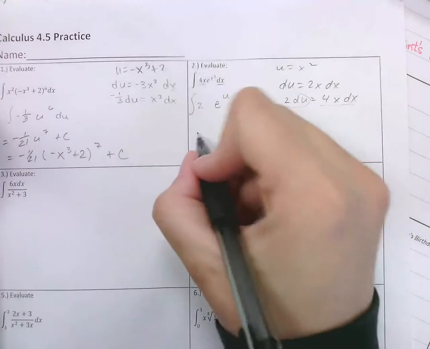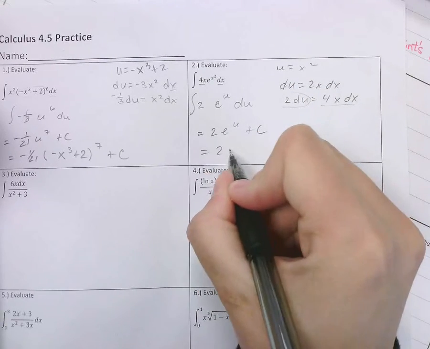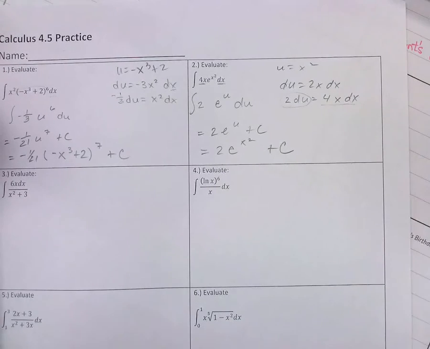And then when you integrate e to the u, you just get e to the u. And then you plug back in whatever u was, so our u was x squared. So 2e to the x squared plus c.